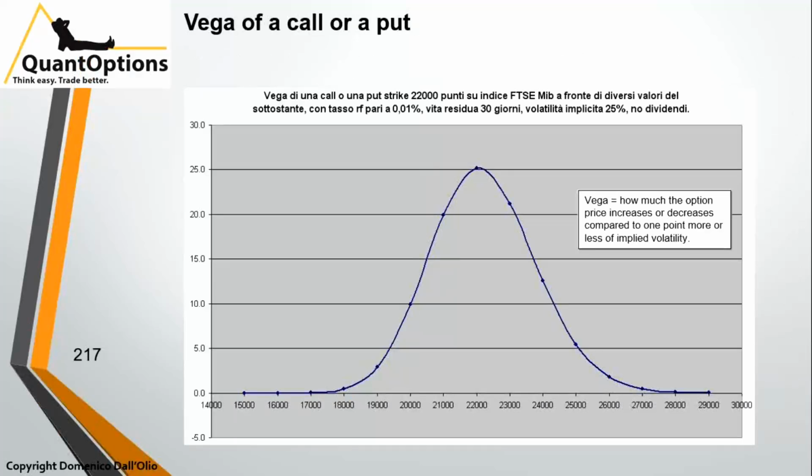Here is the Vega of a call or a put, strike 22,000 points on the FTSE index, in front of different values of the underlying, given a risk-free interest rate equal to 0.01%, 30 days residual life, 25% implied volatility, no dividends. Vega is a measure of how much the option price increases or decreases compared to 1 point more or less of implied volatility. At the money options, once again, are the more reactive; in the money or out of the money are the less reactive. But once again, how does the shape of this chart change according to the different initial conditions? This is what we're going to see now.